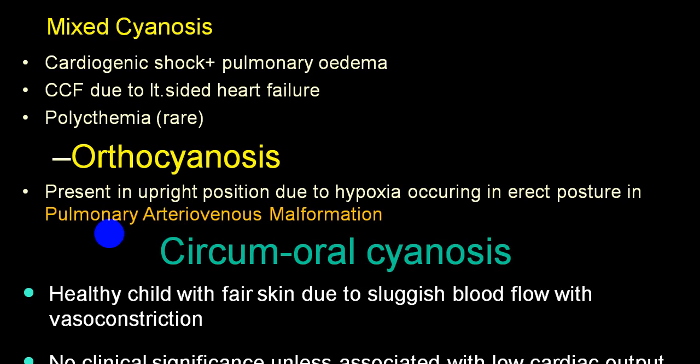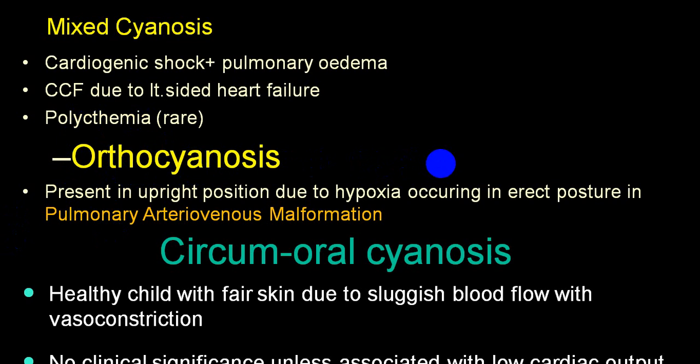So ortho position is giving rise to deoxia, that's why it is called orthodeoxia. Whenever a person lies down, the abdominal viscera compress the diaphragm, and because the lung is also a little bit compressed, the AV malformations are compressed, the shunting will stop, and because the shunt stops, there is no cyanosis.